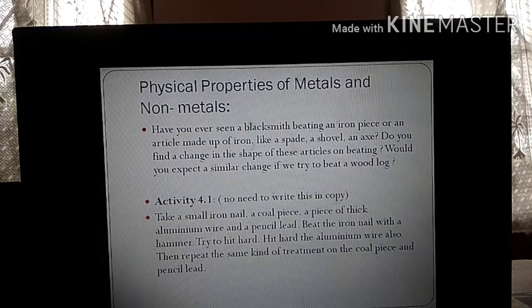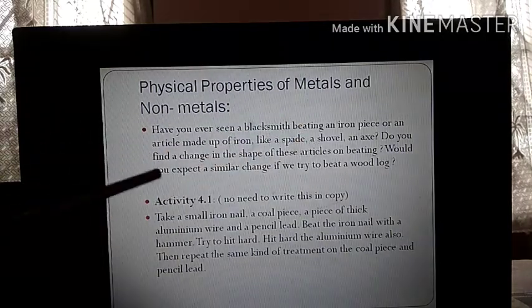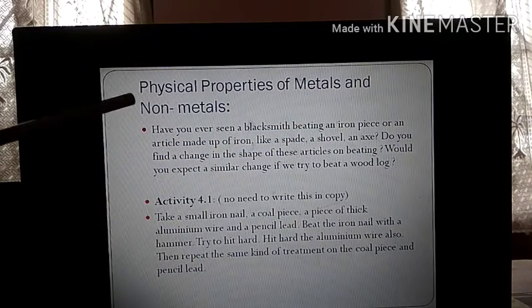So this is very, very important. Have you ever seen a blacksmith beating an iron piece or an article made up of iron, like a spade, a shovel or an axe? Do you find a change in shape of these articles on beating? I think you must have seen, no? The blacksmiths, they beat an iron piece.